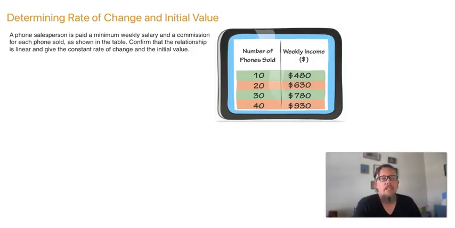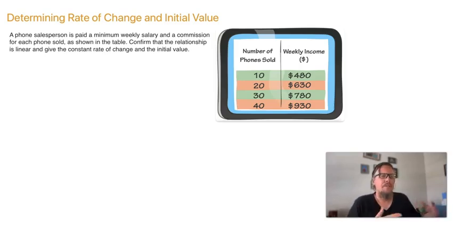A phone salesperson is paid a minimum weekly salary and a commission for each phone sold, as shown in the table. Confirm that the relationship is linear and give the constant rate of change and the initial value. So the first two things that we are asked to do, confirm the relationship is linear and give the constant rate of change, go together. Because in order for something to be linear, it must have a constant rate of change.